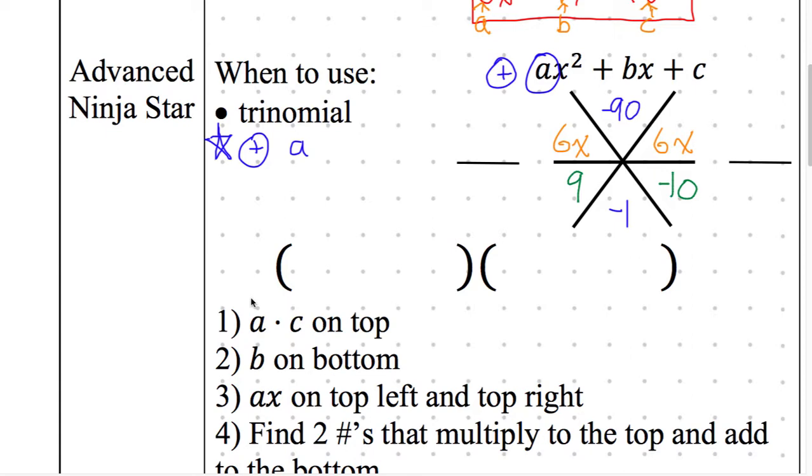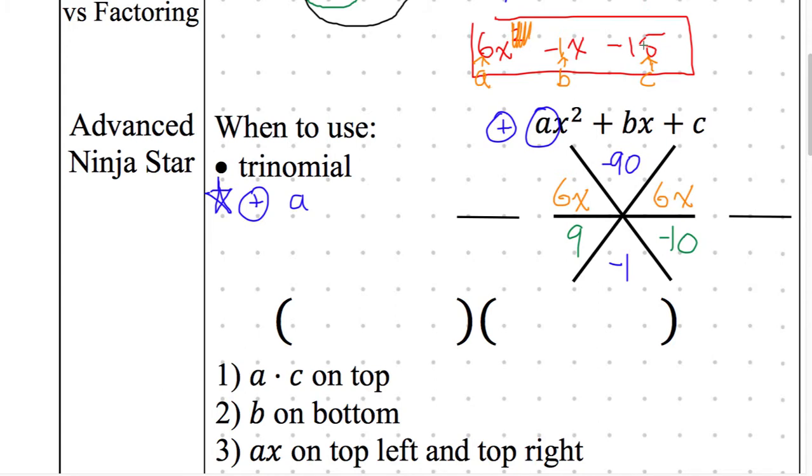Yes, good question. Okay, where did negative 90 come from? Because shouldn't it have been negative 15? The new step here is I multiply the first and the last coefficient. 6 times negative 15. So 6 times negative 15 is negative 90. It's a slightly new procedure. Okay, and I'm not done yet.